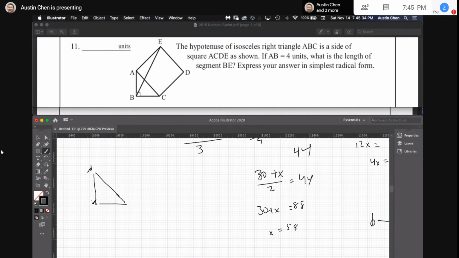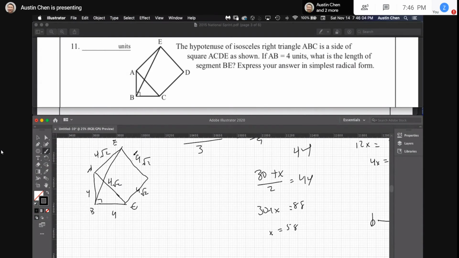So you have ABC. This is an isosceles right triangle. And AB is 4 units, so it's going to be like that. And then we have a square here. And then we want to find the length of BE. So, you know, Pythagorean theorem or 45-45-90 to get that this is 4 root 2. And this is a square, right? So all this is 4 root 2.